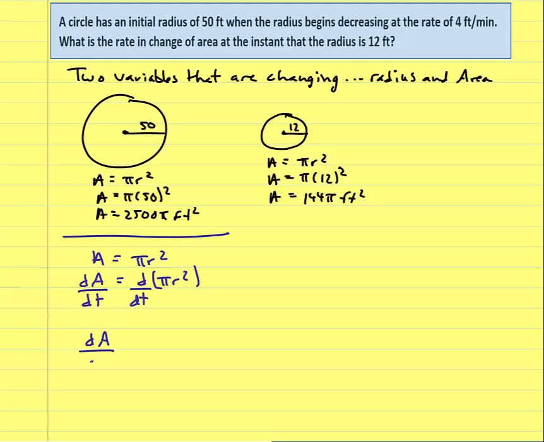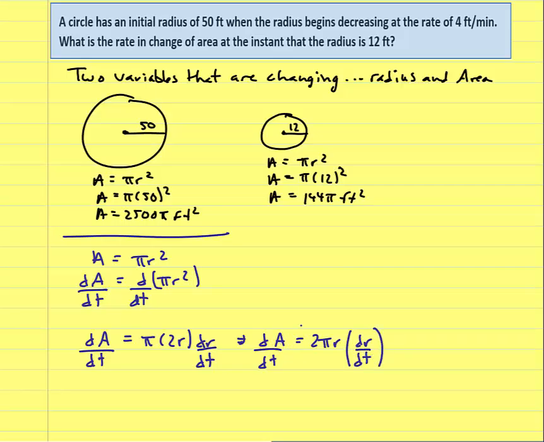Now on the left hand side I just have dA dt. On the right hand side, pi is just a constant, so I just drag it along. And then the derivative of r squared is 2r, so I get pi times 2r. And since I took the derivative with respect to a variable other than t, I need to tack on that dr dt. So rewriting, and cleaning this up a little bit by pulling the 2 out front, I get dA dt equals 2 pi r dr dt.